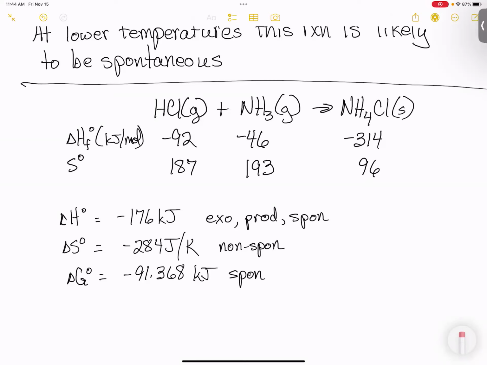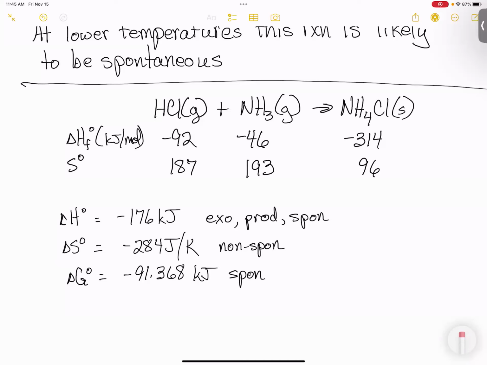Okay, let's see how it's going. So you should have calculated the enthalpy to be a negative 176 kilojoules, which means it's an exothermic reaction. It means that the heat is a product of the reaction, and it means that the reaction is spontaneous with respect to enthalpy. You should have calculated the entropy to be a negative 284 joules per Kelvin, which means that with respect to entropy, it is non-spontaneous, which we could have predicted because we made a solid from two gases.